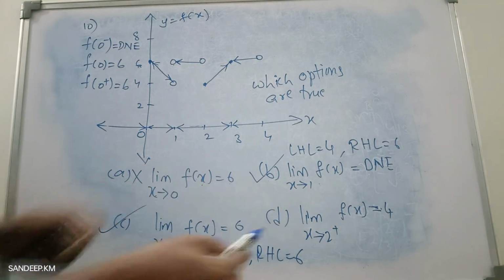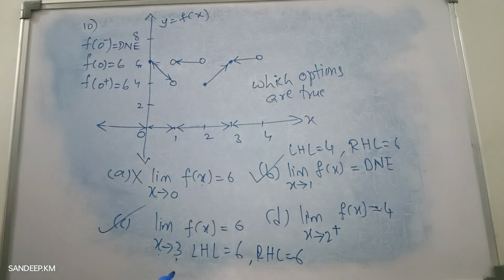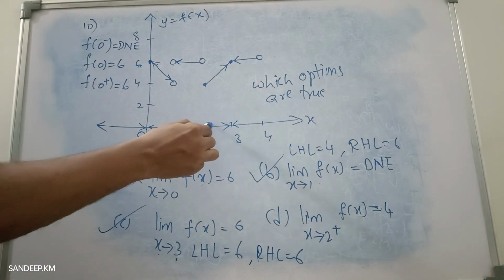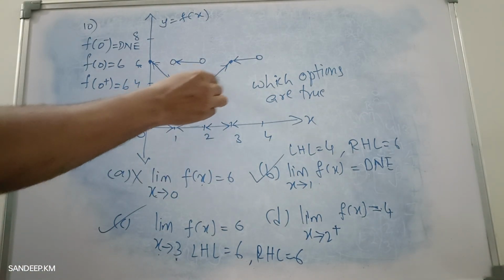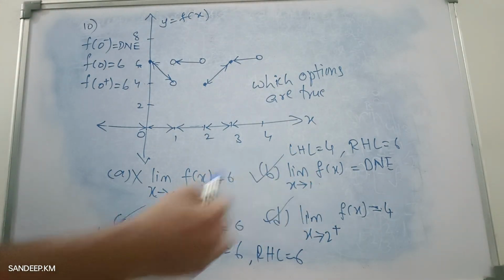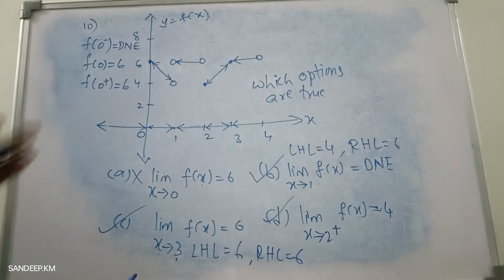Now at least please observe, option D is not x approaches 2, it is only x approaches 2 plus. You can easily answer this question. When x is approaching 2 from the right side, the output is approaching what number from the right side? 4 only, no? So option D is also correct. So which options are correct? B, C, D. 3 options are correct. These are true options.